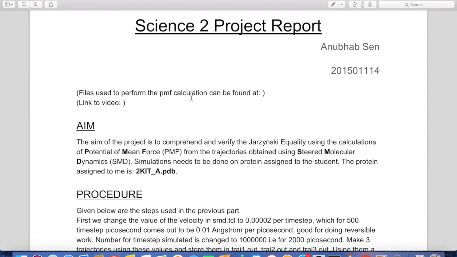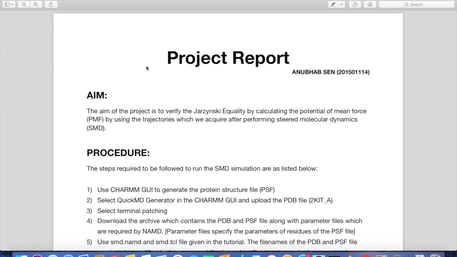In phase 1, what we needed to do was to use SMD and simulate the trajectories of molecules and make a GIF file out of it. Whereas in phase 2, what we needed to do was perform calculations to find out the potential of mean force, also known as PMF, and understand and verify Jarzynski's equality.